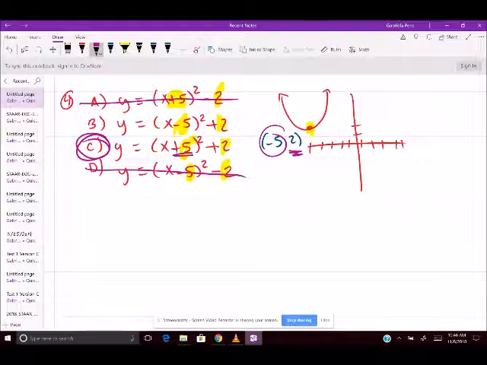Remember, for your H, it was always going to be the opposite. You remember us talking about that? See or no? Sort of, kind of.